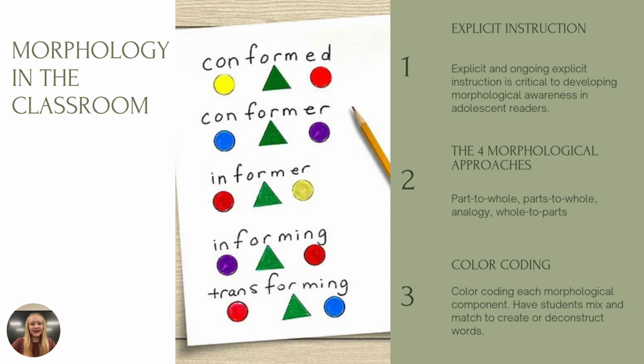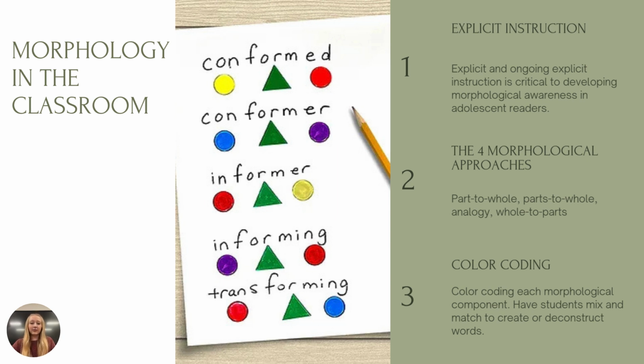Morphology in the classroom. The first step in developing morphological awareness in your students is explicit instruction. Explicit and ongoing instruction means that lesson plans are curated and carefully formed around morphology and developing morphological awareness. It is very appropriate in adolescent classrooms, middle school classrooms, even high school classrooms, to have a day where you discuss morphology and talk about some of these root words and prefixes and suffixes.